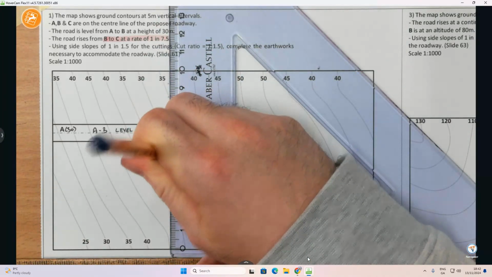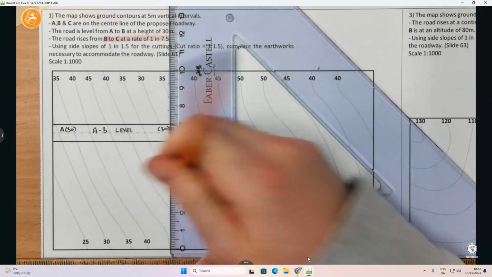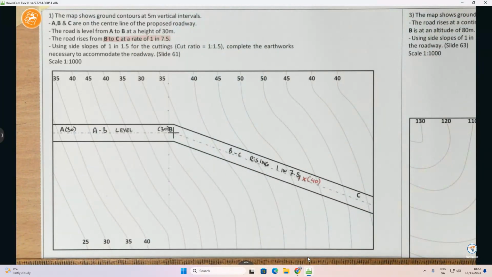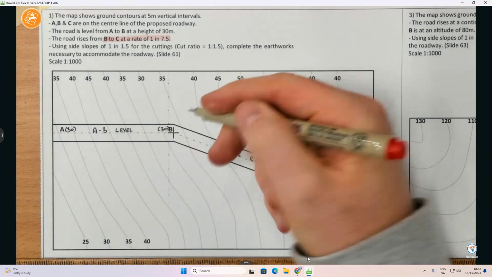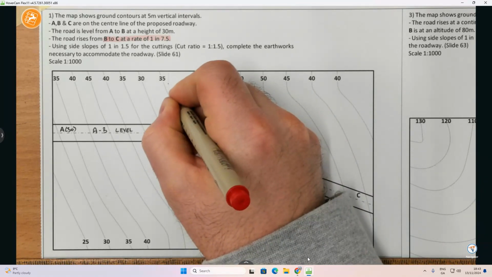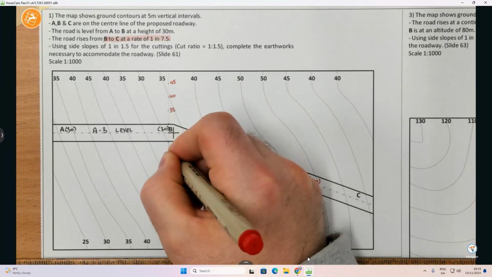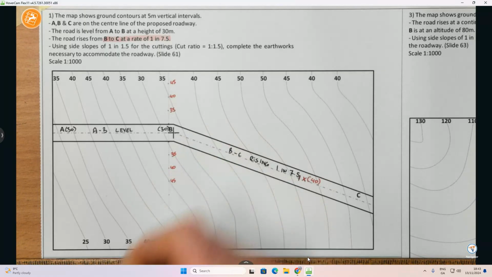So 7.5, 7.5, 7.5. Not sure how many I need just now. Now just remember, when you're doing cuts, the numbers will increase as they go away from the road. So the road we know is at 30. So if 30 is where the road is at here, then as it goes up, it's 35, 40, 45. Likewise here, 30 at the side of the road, 35, 40, 45.